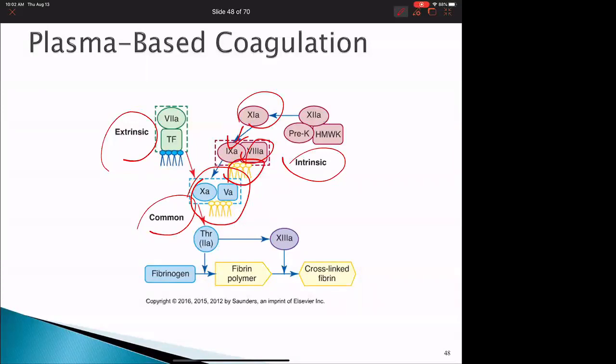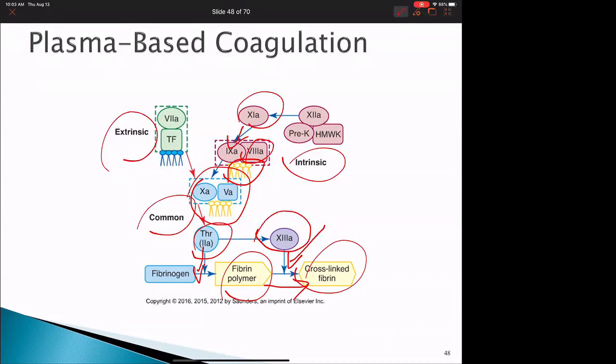Now, the way thrombin works right over here is that when thrombin is activated, it has different functions. Thrombin can directly activate factor 13, which in turn comes in and cleaves a fibrin polymer to make a fibrin clot. Or thrombin can directly come in and cleave fibrinogen to form a fibrin polymer and eventually a cross-linked fibrin, okay? We'll talk about the functions of thrombin in just a little bit.